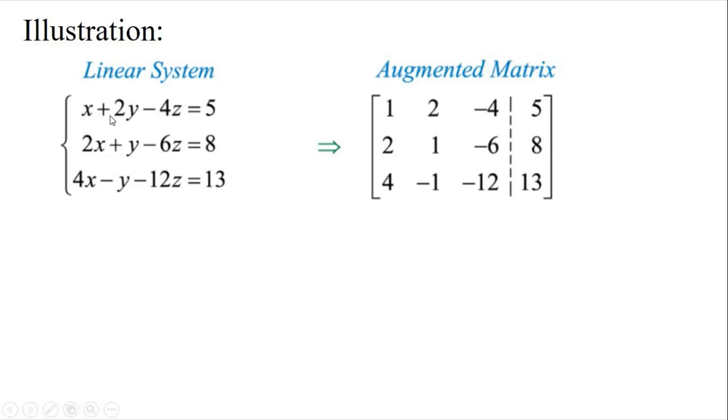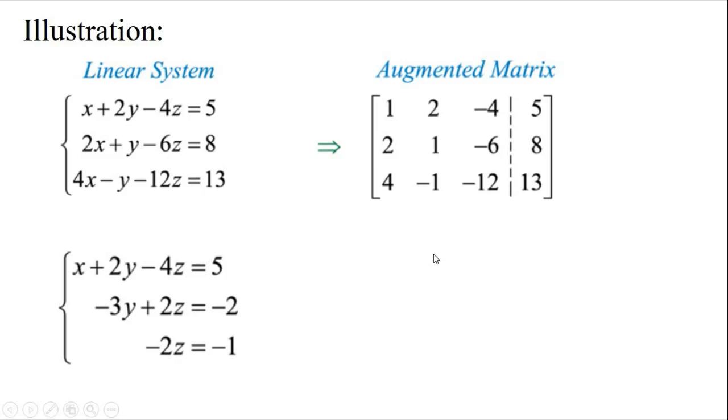So for the first equation, x plus 2y minus 4z equal to 5, this represents the first row of the augmented matrix with entries 1, 2, negative 4, and 5. For the second equation, we have 2, 1, negative 6, and 8. For the last equation, we have the coefficients 4, negative 1, negative 12, and the constant 13.